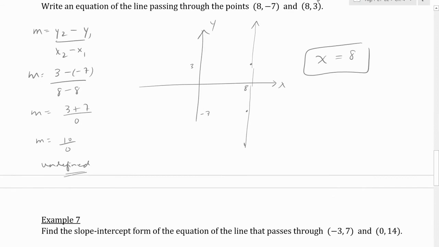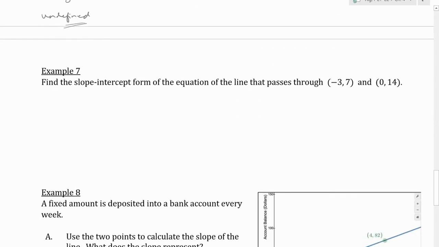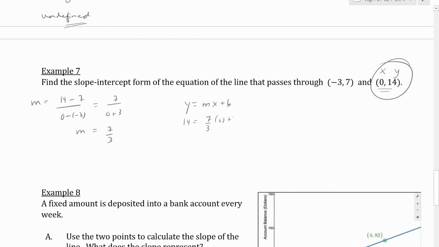Okay. All right, and then let's do another one right here. Second y minus first y, second x minus first x. There's my slope. Pick a point. Ooh, if there's ever a 0, I'm picking that one. y equals mx plus b. 14 is 7/3 times 0 plus b. b is 14.